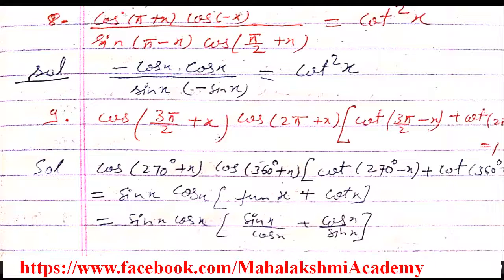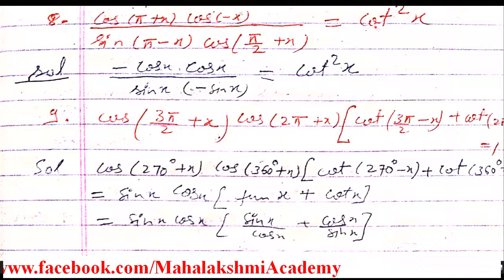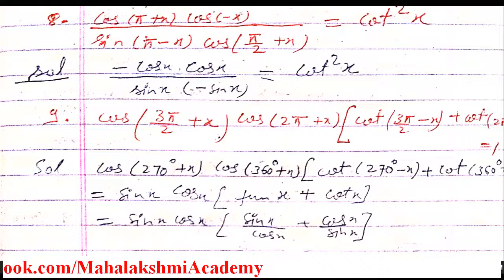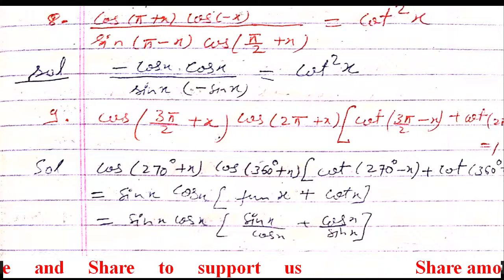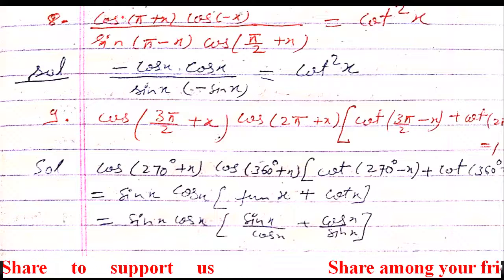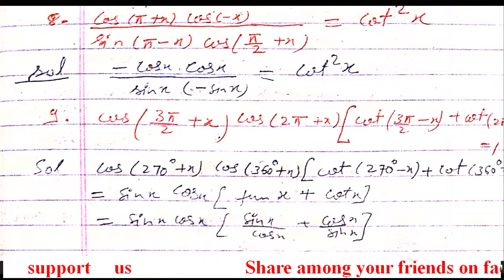In question number 8, we have to prove this left hand side to the right hand side. So students, this complete question is formula based. Pi plus means it will move to the third quadrant where the cos is negative. That's why this minus sign came. So why this minus sign came? Because pi plus means it will move to the third quadrant, that's why. And pi means you do not have to change the trigonometric ratio, that's why cos(π + x) is minus cos x. So cos(π + x) value I wrote here, cos x.